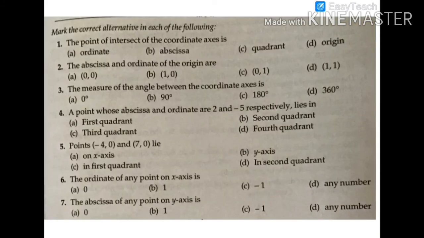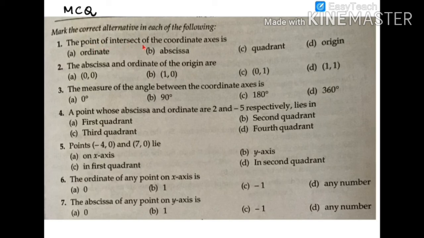Next question is an objective type of question where options are given. You have to choose the correct answer. Now again, I want you to pause the video and answer these questions on your own. After you have done that, play the video to check your answers. Mark the correct alternative in each of the following.